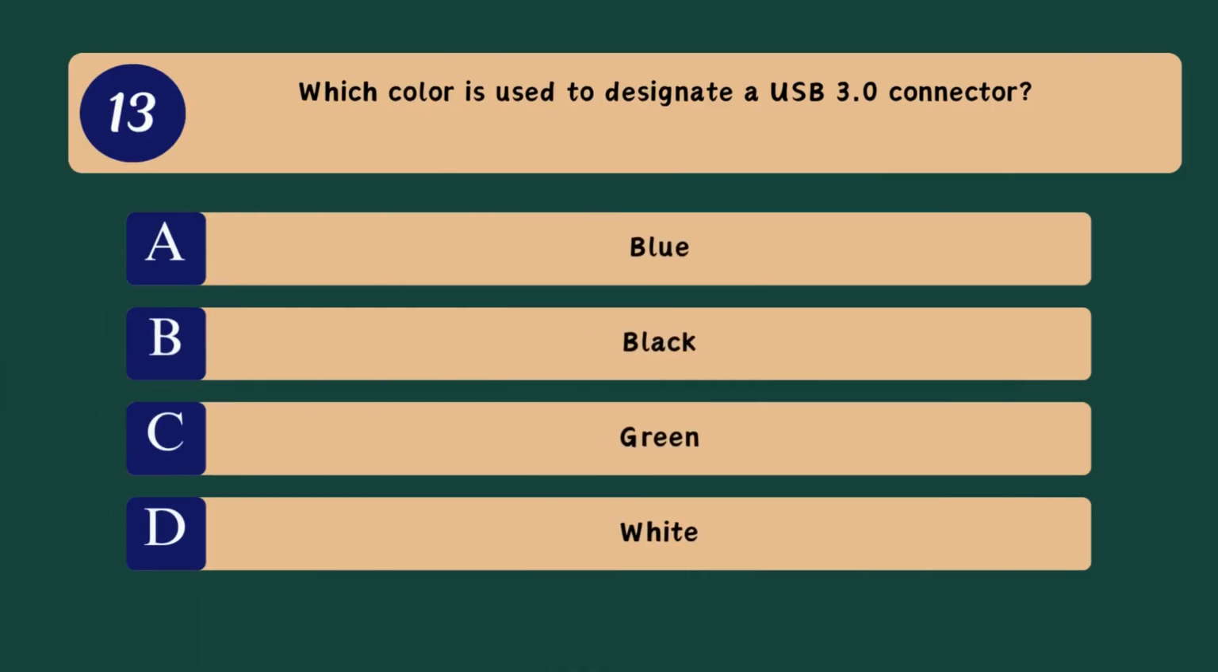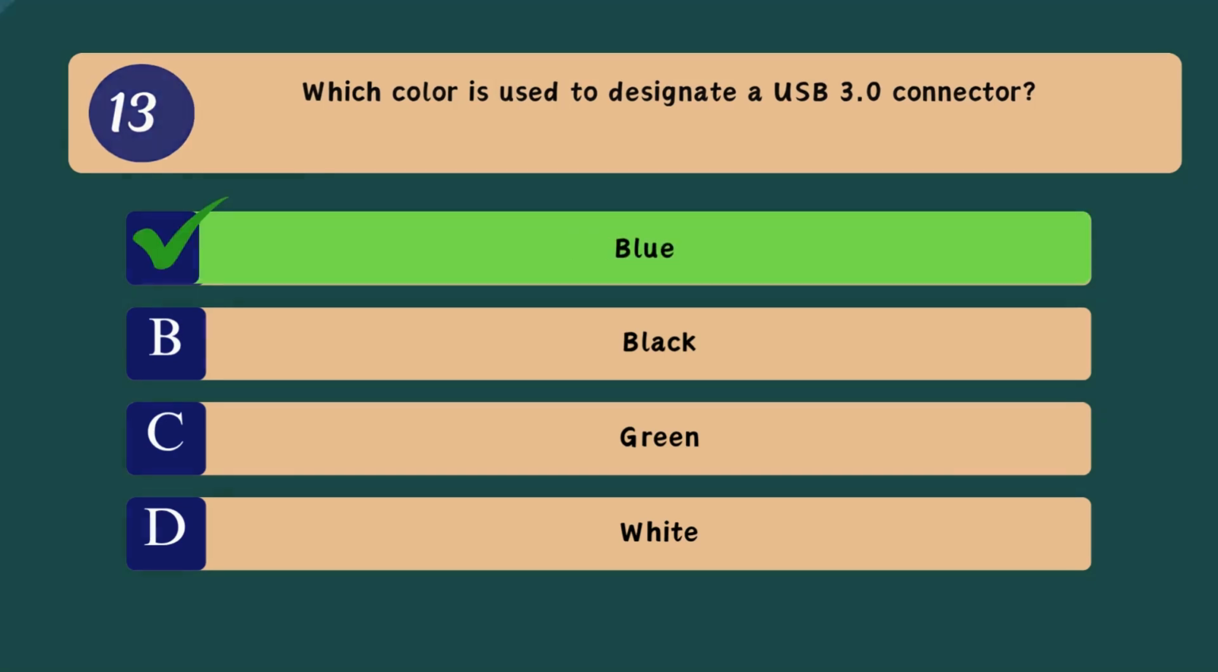Question 13. Which color is used to designate a USB 3.0 connector? A. Blue. B. Black. C. Green. D. White. Correct answer. A. Blue.